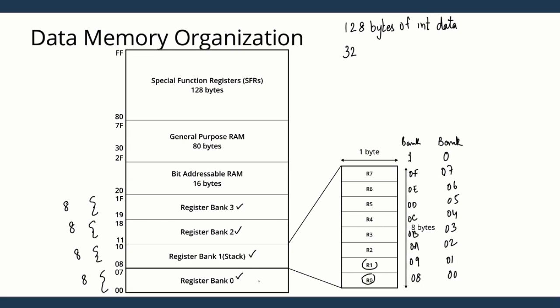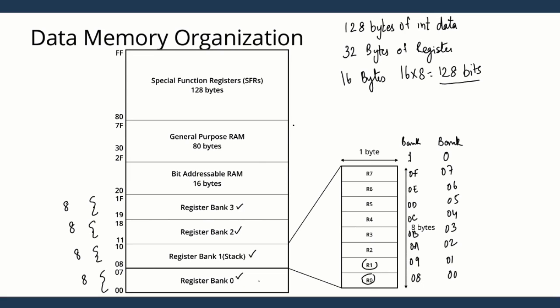Now after that, there is bit addressable RAM. So this is 16 bytes of memory, and each byte has 8 bits. So 16 into 8 is equal to 128 bits which are addressable. We will look at this bit addressable area when we are looking at bit instructions. Right now, you just need to understand there are 128 bits which can be addressed. So this is the bit addressable area.